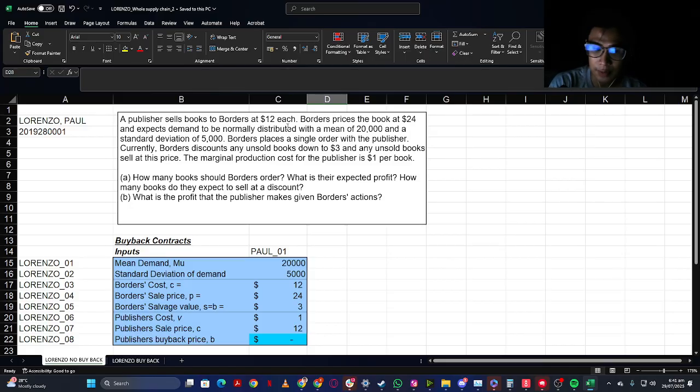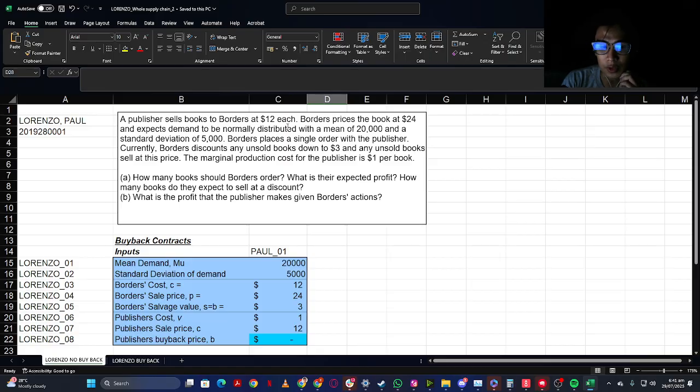So we have questions to be answered. A, how many books should Borders order? What is their expected profit? How many books are expected to be sold at a discounted price? And number two, what is the publisher's profit? What is the publisher's profit given Borders' actions?